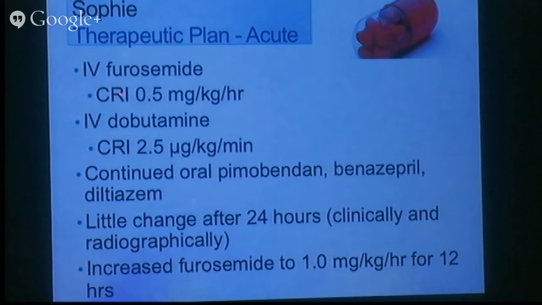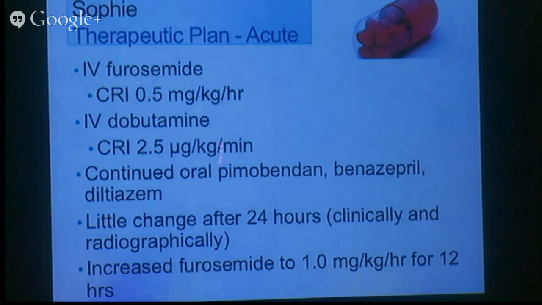So we chose to put her on a constant rate infusion of 0.5 milligram per kilogram per hour of furosemide. We thought, because again she's stage D, we have weak contractility, and if we just do this maneuver alone, we might get ourselves in trouble. We decided to add a low dose of intravenous dobutamine, which is our positive inotrope. We continued her oral pimobendan and her benazepril and her diltiazem. I had no reason not to continue those things.